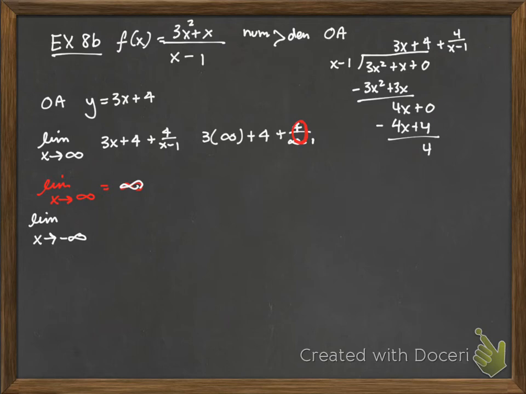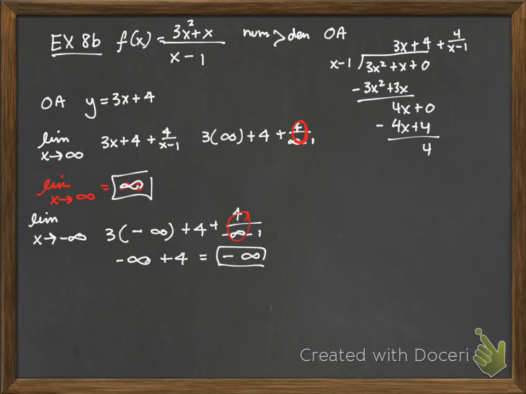So I have to use the equation that we came up with for the oblique asymptote. I'm going to plug that in: 3 times negative infinity plus 4, over negative infinity minus 1. This goes to 0. This goes to infinity. So I get negative infinity plus 4, still going to be negative infinity. So I have the end behavior done, and I know there is an oblique asymptote.